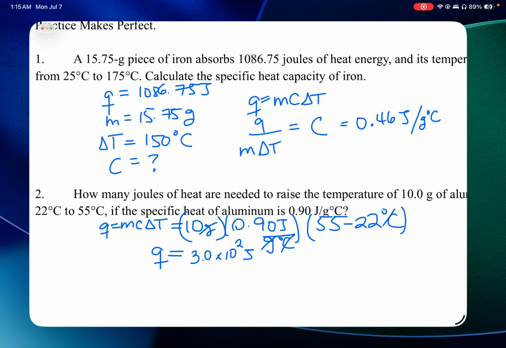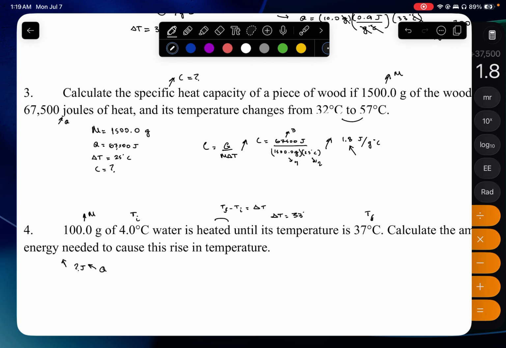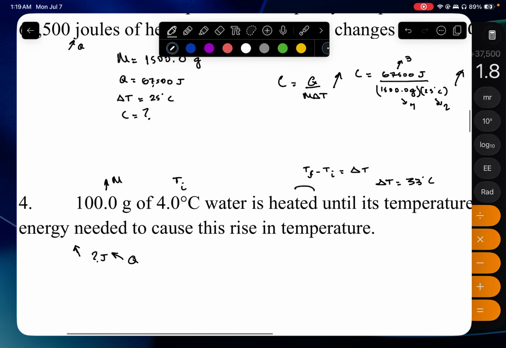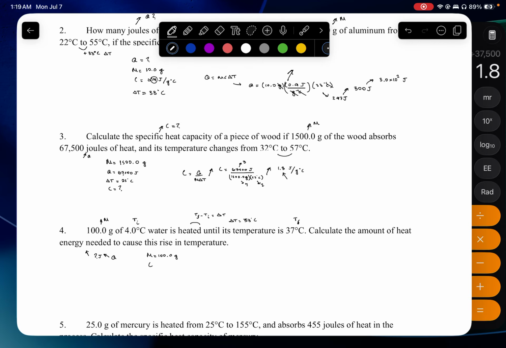So we do not know how many joules of heat, which is going to be our Q. And if we do T final minus T initial equal to delta T, then we're going to get 37 minus 4.0 centigrade, which is 33. So our delta T is 33 degrees centigrade. And that's positive because initial is lower than the final. So we can write that down. Mass is equal to 100.0 grams. C, we do not know C.